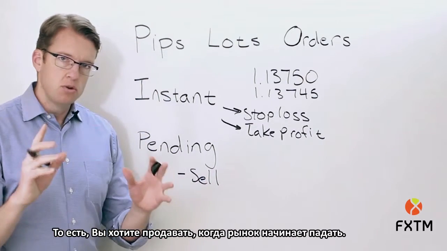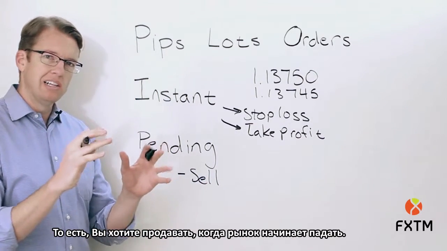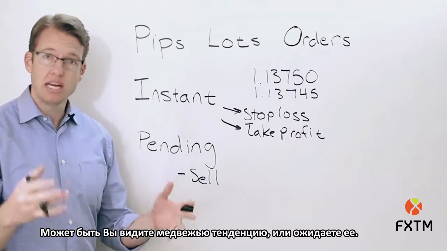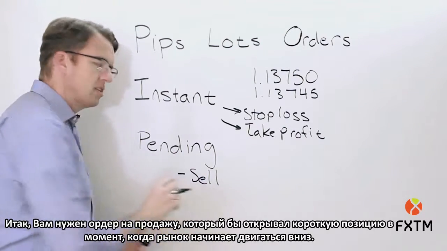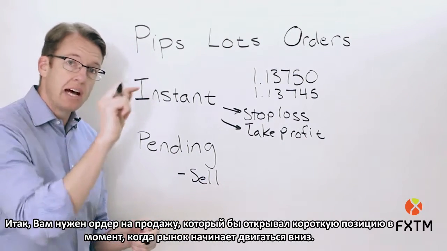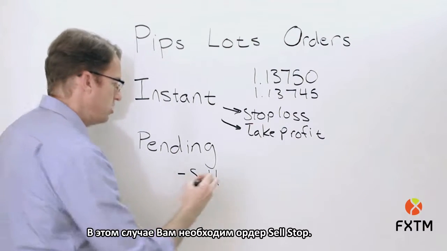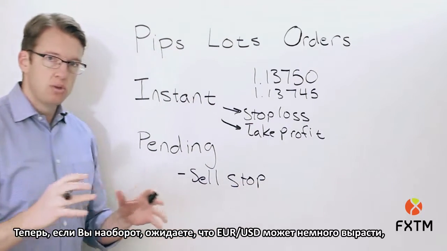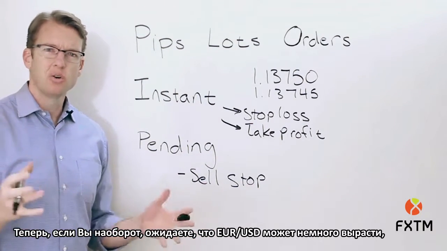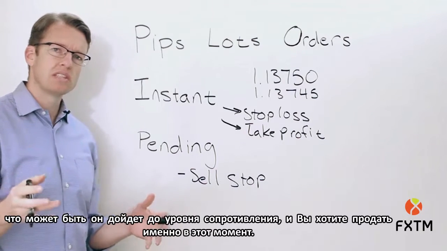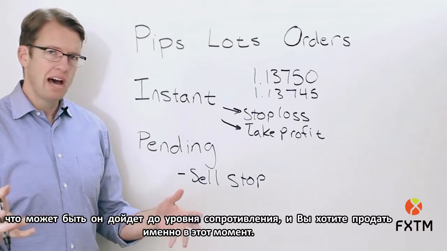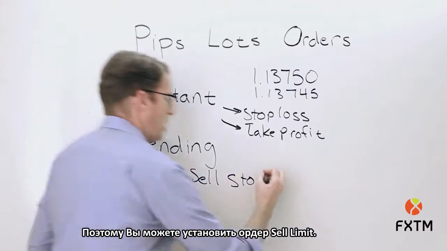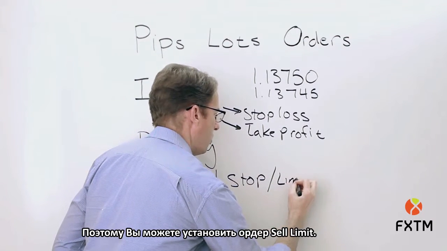Now, if you assume that you want to sell as the market begins to fall a little bit, maybe it's starting to gather a little bit of bearish momentum, or at least that's what you're anticipating. So you wanted to use a sell order that actually gets you into the position as the market starts moving down. Well, then you would need to use a sell stop order. Now, if you instead, let's say you anticipated that the euro dollar might rise a little bit, maybe it's going to get to a resistance level, and you want to sell at that point, but maybe you won't be there in front of your trading platform at the time, so you could use a sell limit order.